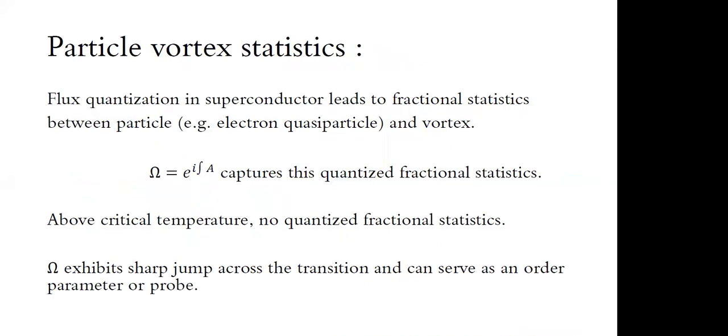Okay, so there are some consequences here. Number one is that I'm just capturing the flux quantization through these Aharonov-Bohm phases for the electrons. You can interpret this as a fractional statistics between particles and vortices. Above the critical temperature, there is no quantization, and so there's no fractional statistics. So you can say that omega, or rather the derivative of omega, sharply jumps across the transition and can serve as an order parameter or a probe.